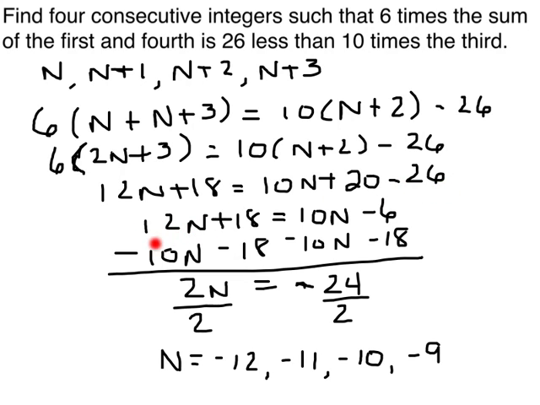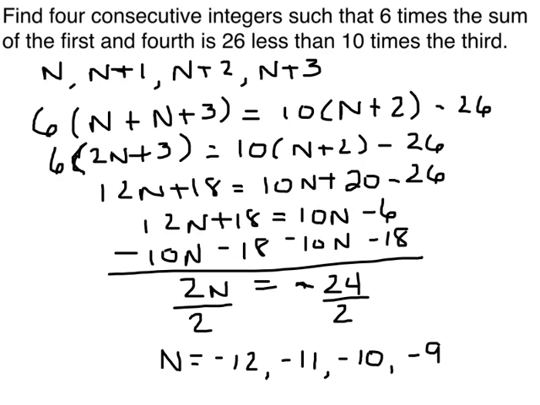And then break it on down. 12n plus 18 equals 10n minus 6. I'm going to move this 10n over here and this 18 over here, and then I find that 2n is equal to negative 24. Divide by 2, n is equal to negative 12.